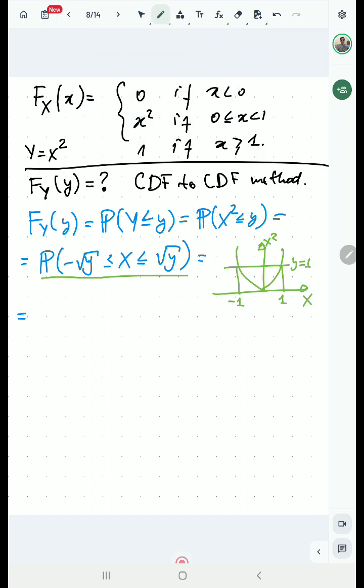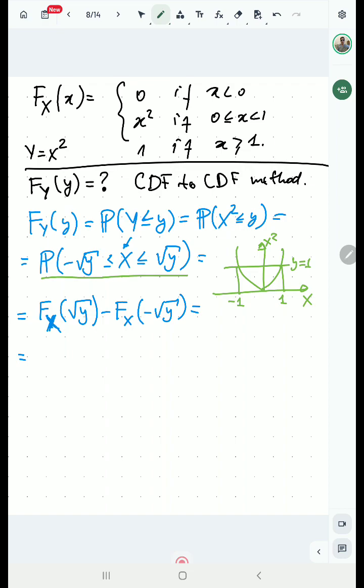So we know that there is a theorem telling us that this probability can be found by evaluating the CDF. Here actually, because we're talking about the random variable x, we have to use the CDF of x, not y. So we have to evaluate the CDF of x at the positive square root of y minus the CDF evaluated at minus square root of y. Okay, now let's do that.